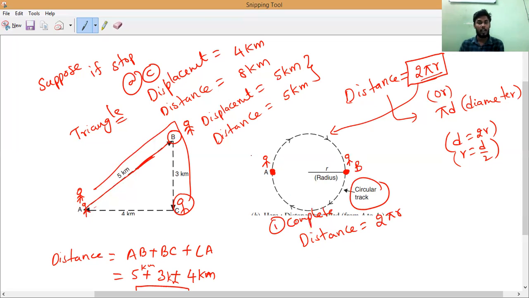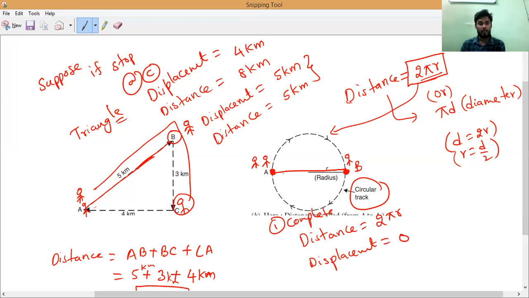Now, finally, he reached point A again. What is the displacement? He started at point A and he reached point A also. Then what is the displacement? 0. Displacement will become 0. Why? Because the starting point and final point are the same. That is why. Clear, everybody?